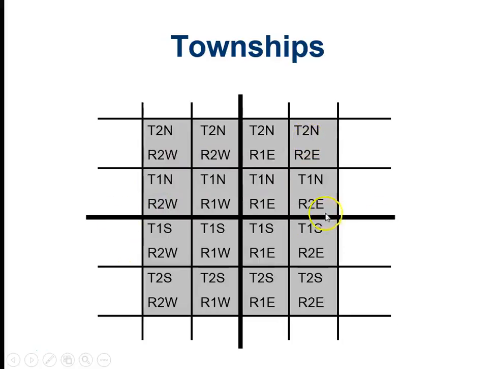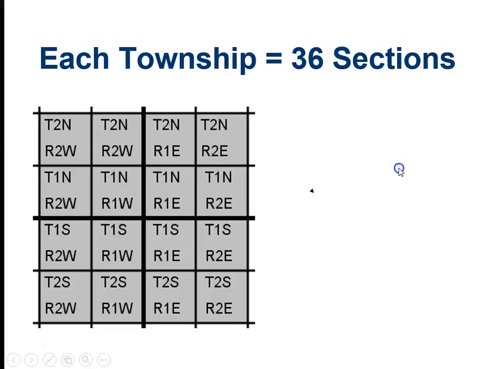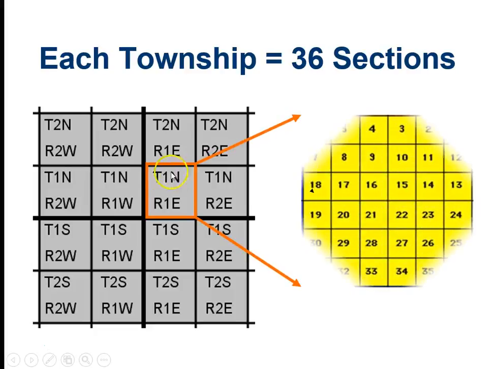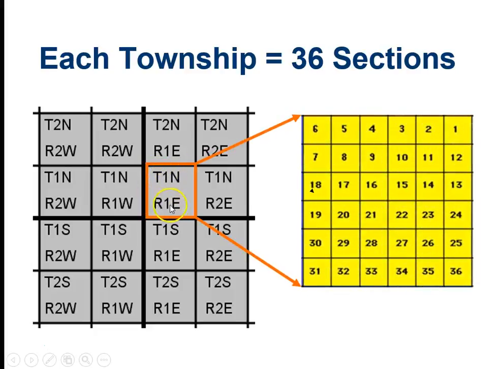So starting at the township line, I go 2 lines up to get to 2, or I go 2 lines down to get to 2 south. Then starting at the prime meridian, this is range 1 east and range 2 east, and so on in the west. For instance, this is Township 1 north, range 1 east.